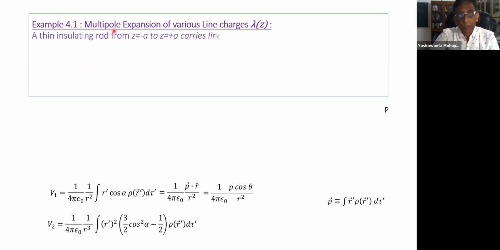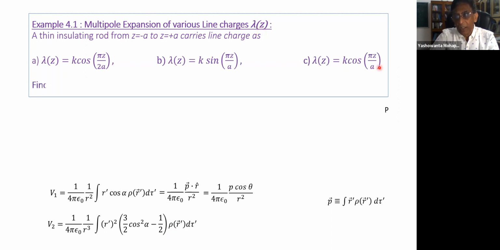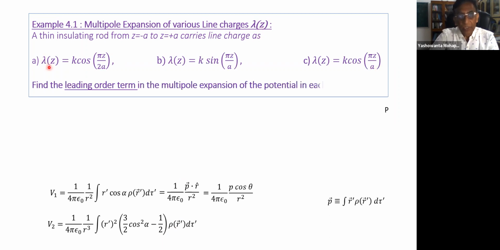Example 4.1, multipole expansion of various line charges. I've taken line charges which depend on z, so there are three different cases. This k is a constant, cos(pi z by 2a), lambda is k sin(pi z by 2a), and this is k pi z by a. This is a and this is 2a. One is sine and one is cos. What we have been asked is to find the leading order term in the multipole expansion of the potential in each case.